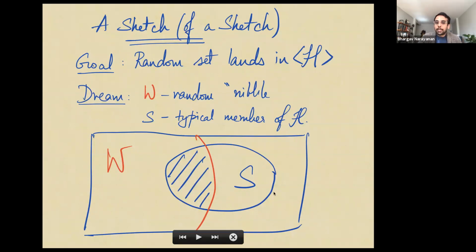So it's a sort of random bite of the universe. And here's a typical member of my hypergraph. What I would love to see is exactly something like this picture over here, namely that W bites off a good chunk of S. Because if that happens for a typical element S, we can iterate and say, every time we add a small random piece to our random set, we're biting off a good chunk of a typical set in our hypergraph. And as a result, we're making progress towards our dream, which is to contain some set in our hypergraph H, right? So that's the dream.